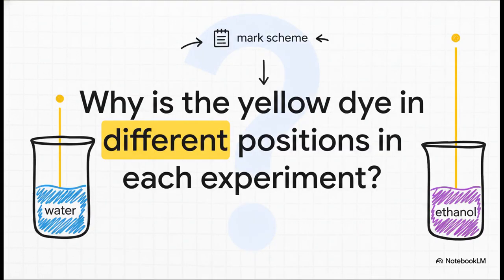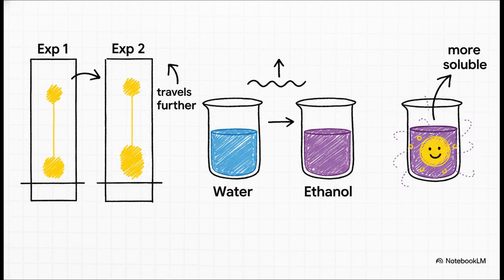On to the next clue. We're still tracking that yellow dye, but this time we're comparing its final position in water versus its position in ethanol. And wow, there's a big difference. So why? Let's check the mark scheme and see how to build this answer. This is a 3-marker, and each point is laid out just perfectly. First, state what you see.